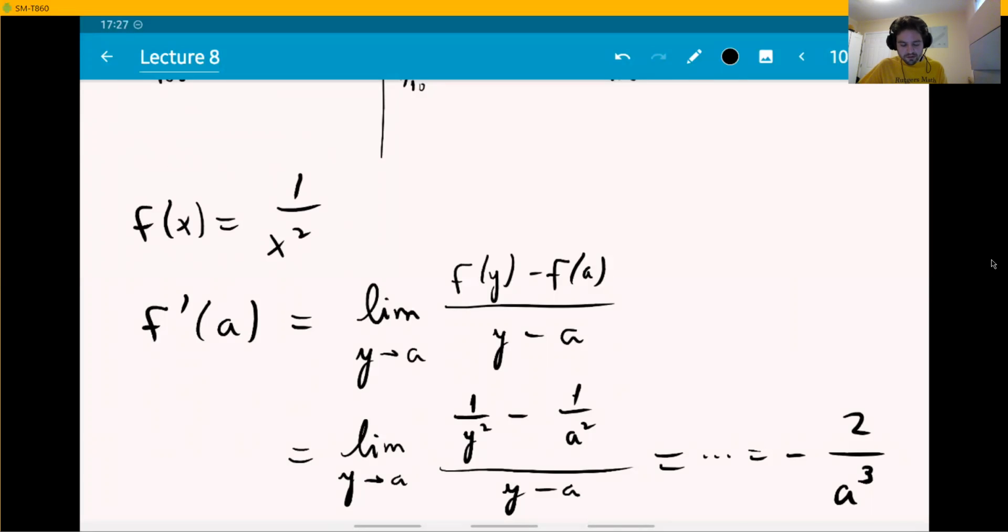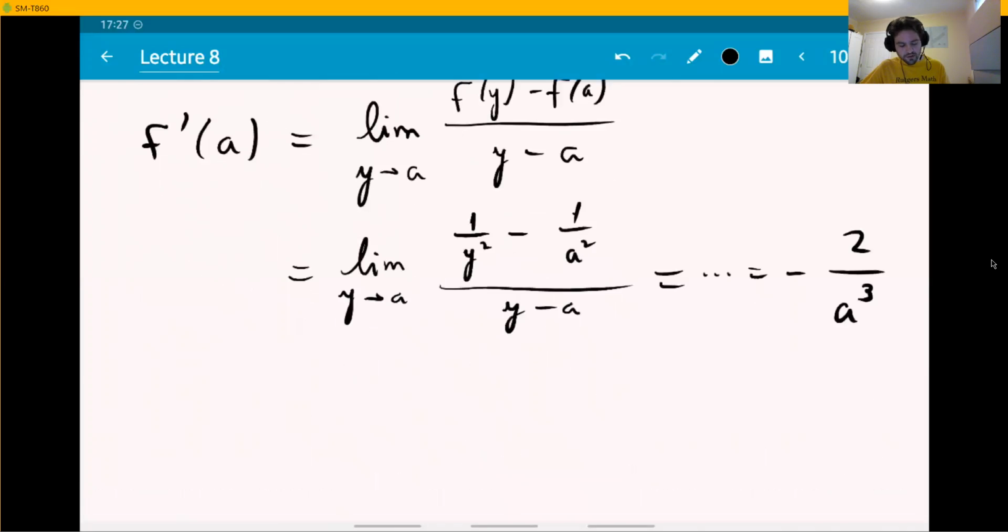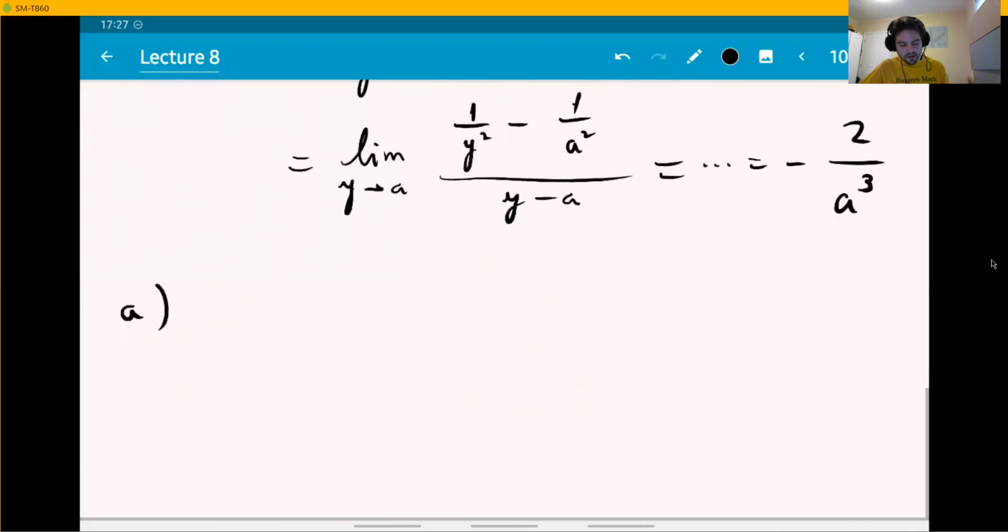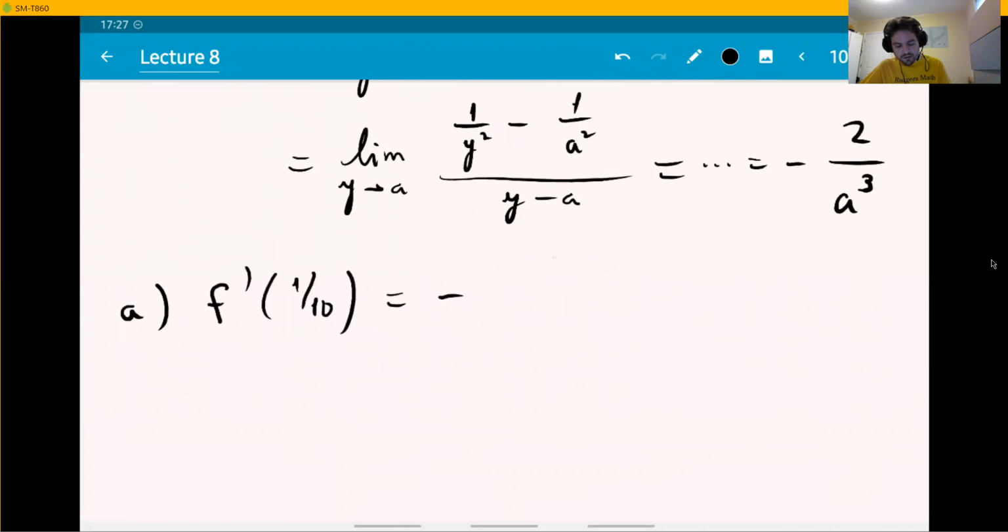Now that I have found this derivative, we can answer the items right away. f prime of 1 over 10 is just minus 2 over (1 over 10) cubed. So the 10 cubed is 1,000. Because it's in the denominator of the denominator, it becomes a numerator. So this is minus 2,000, as we guessed from before. A negative number, which is very large.